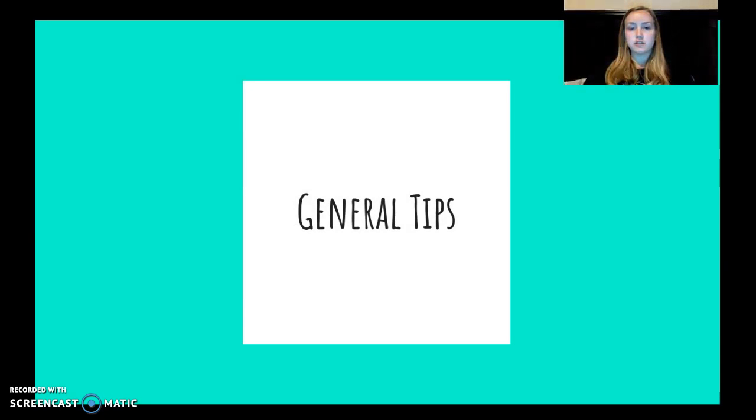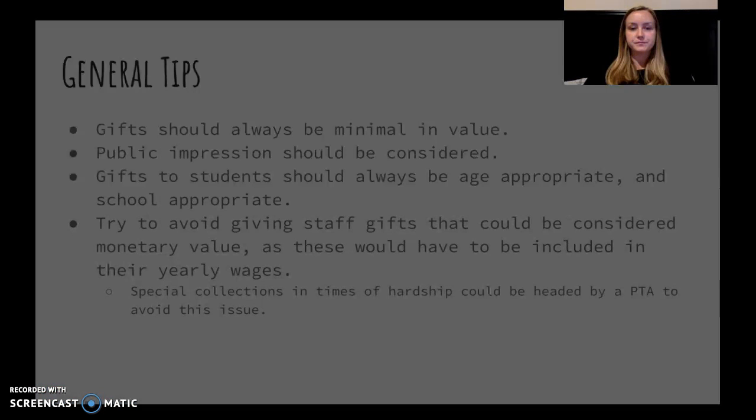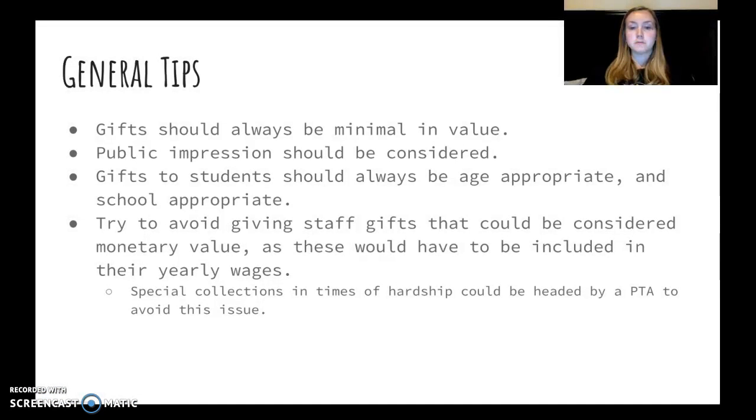So I also included some general tips and guidelines that all schools want to follow. Gifts should always be minimal in value, so you don't eat up your fundraising profits. You don't want to do anything too crazy expensive. The reason for that is, one, you don't want to improperly use funds, but two, public impression is important here.